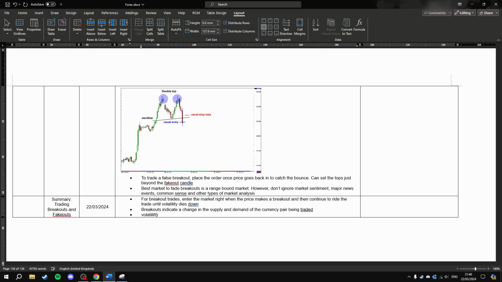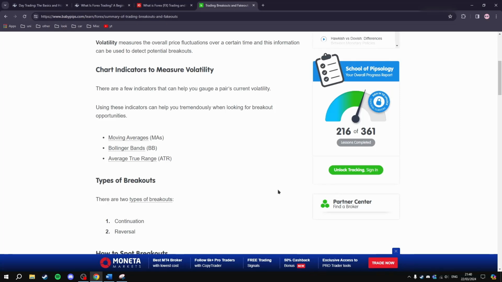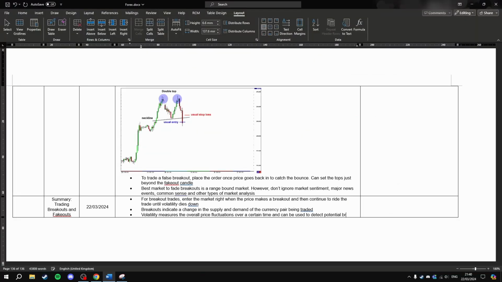Volatility measures the overall price fluctuations over a certain time, and this information can be used to detect potential breakouts. So volatility measures the overall price fluctuations over a certain time and can be used to detect breakouts, potential breakouts.